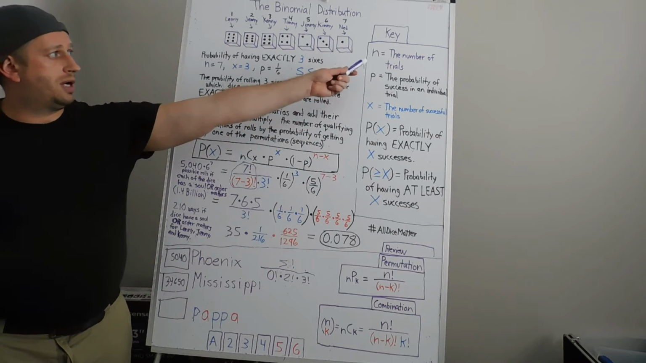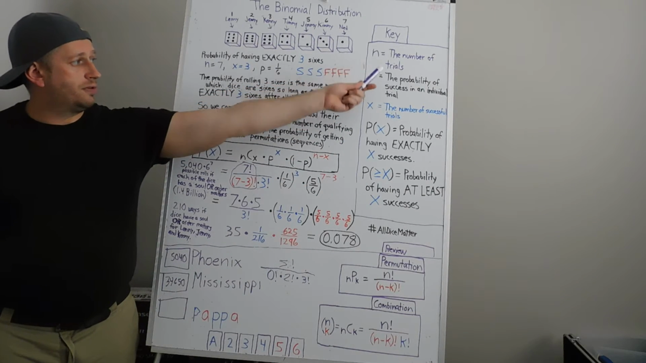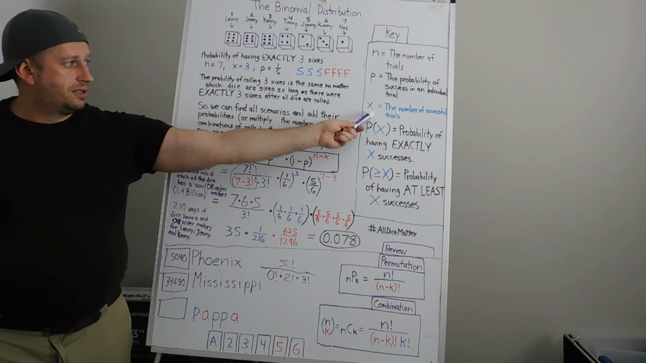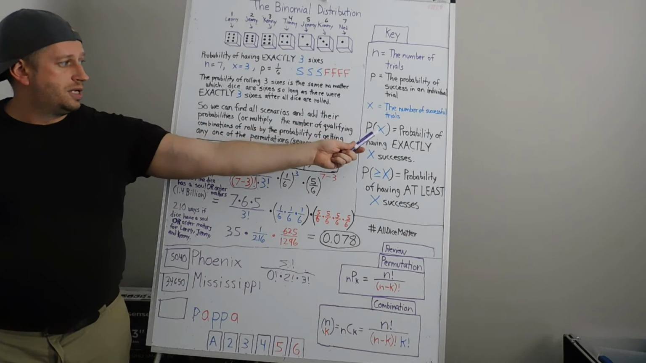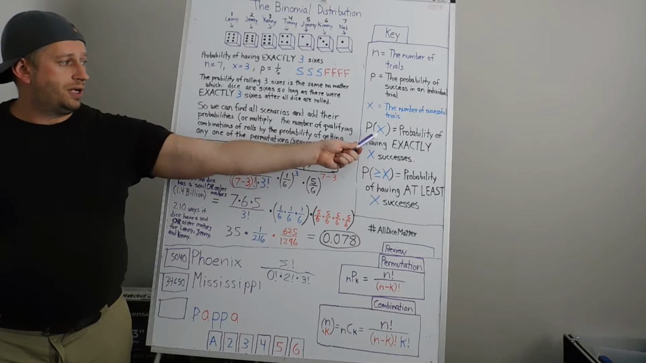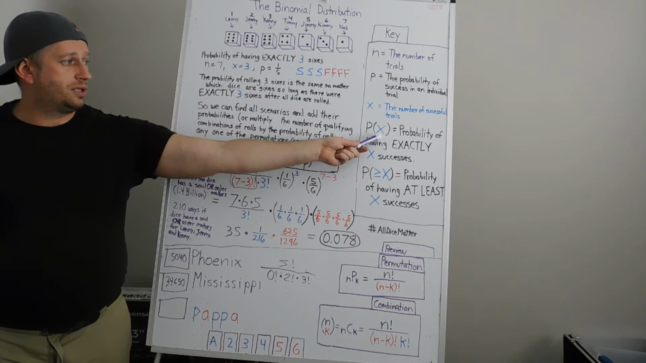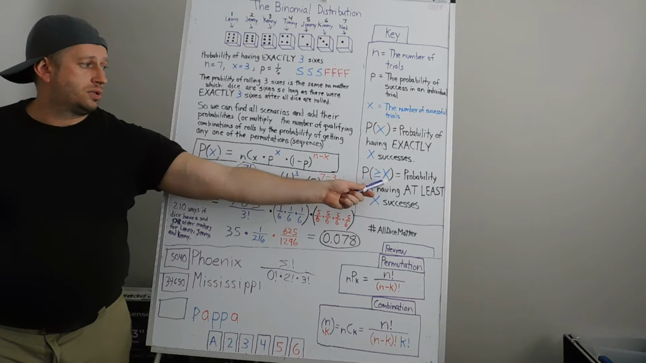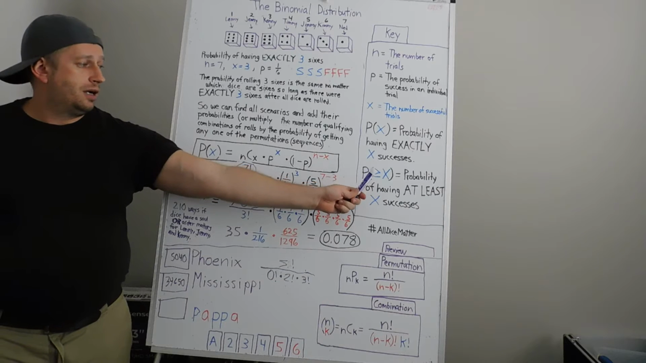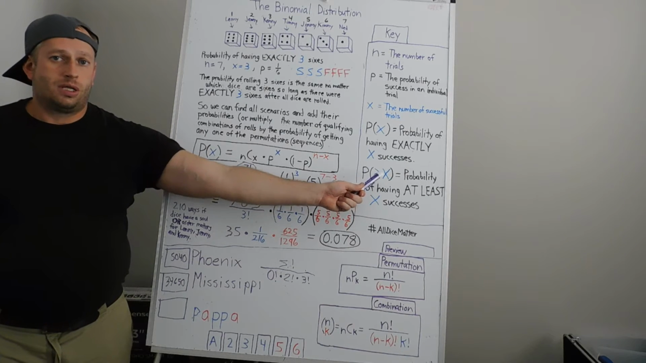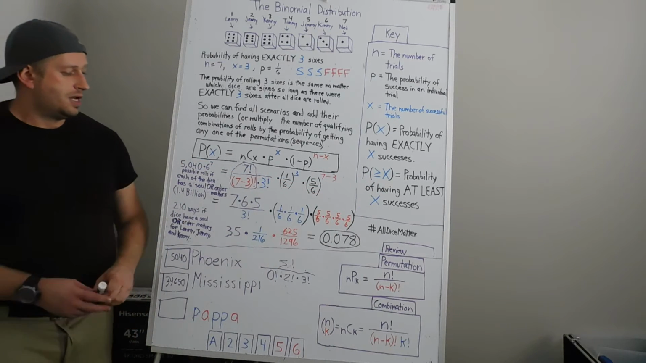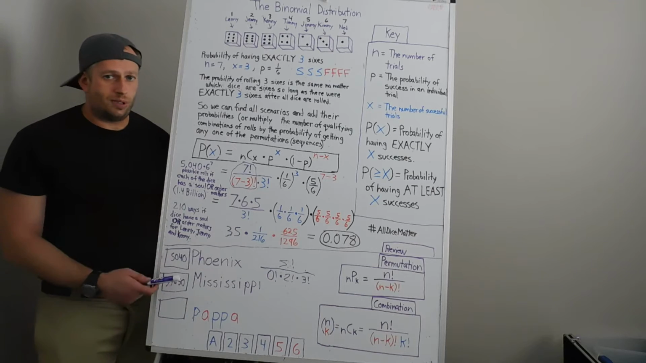So first, I want to introduce my key here. N is the number of trials. P is the probability of having success on an individual trial. X is the number of successful trials. P of X is the probability of having exactly a certain number of successful trials. If we use greater than or equal to, that's the probability of having greater than or equal to a certain number of trials. Or if it's less than or equal to, that would be the probability of having less than or equal to that many. So first I want to review what we talked about before.